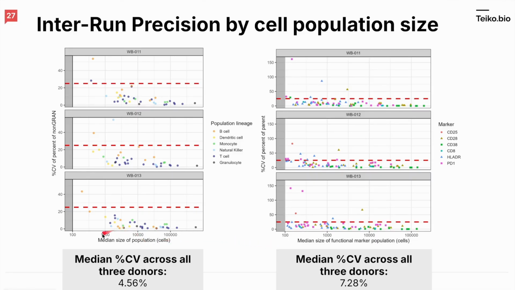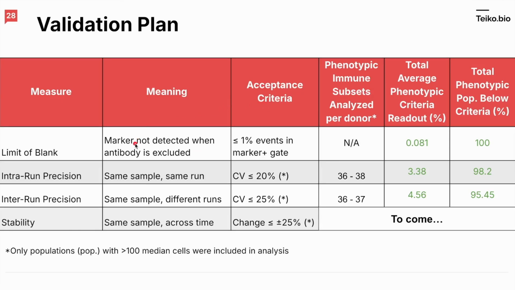You can see over here, this is, for example, the 3rd donor, the 2nd donor, the 1st donor. For the 1st donor, you can see over here all the different population lineages, and this red line over here is acceptance criteria. Similarly here for donor 1, 2, and 3, you can see all the individual markers here, functional markers, and here's the acceptance criteria. So for inter-run precision, the CV of less than or equal to 25%, we found a 4.56% average criteria readout. So that again passed. And last is stability.